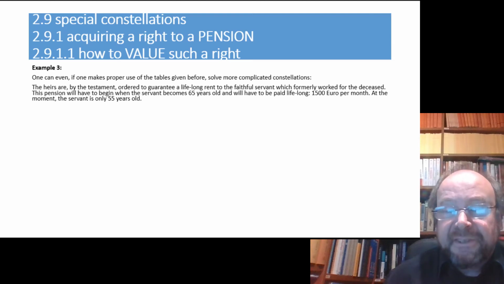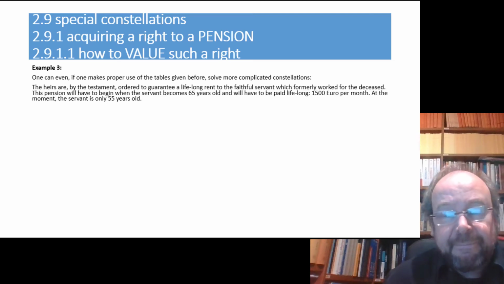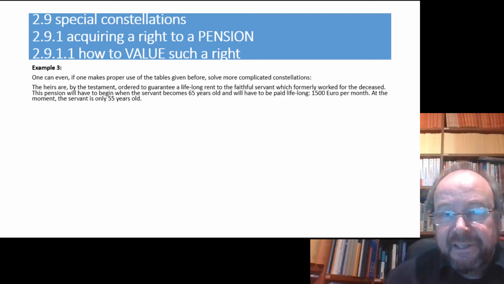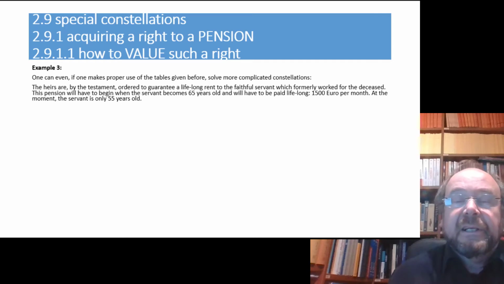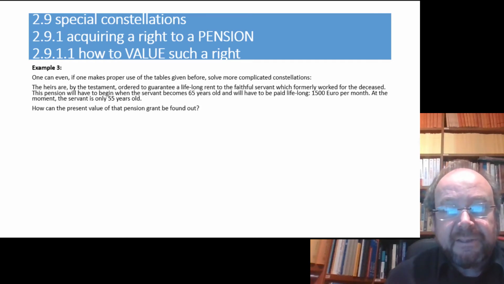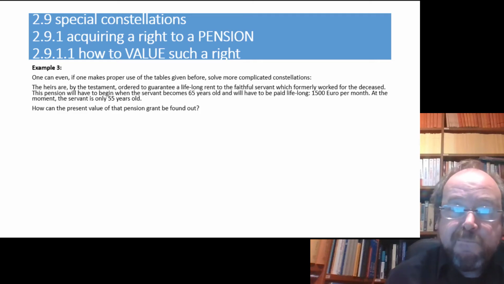Now at the moment the servant is exactly 55. So the pension payment will just begin in 10 years. Not now. How can we find the present value of that pension grant? No surprise.